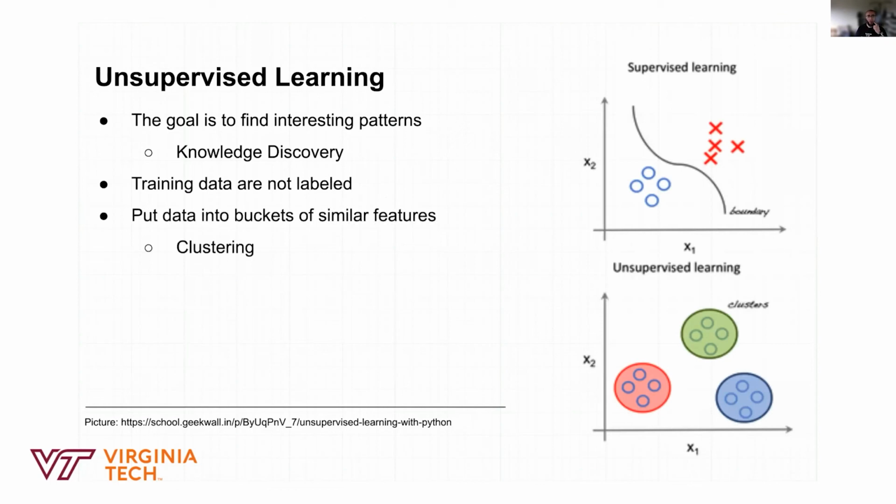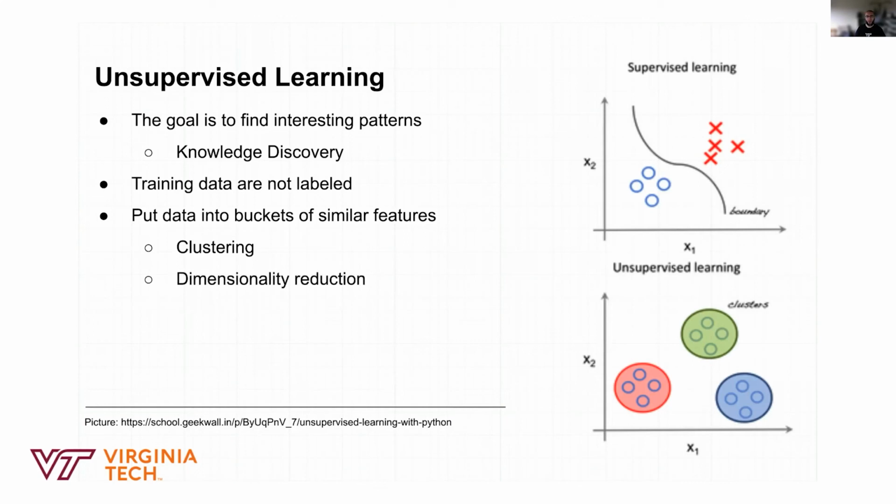So for example, if you have some data and you would like to put them into different clusters, as we said in the example of the customers, you would like to put them into different groups so that you can apply different business models to them, pricing models and stuff like this.